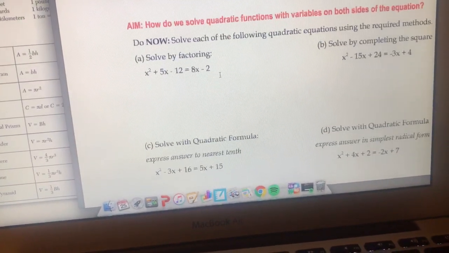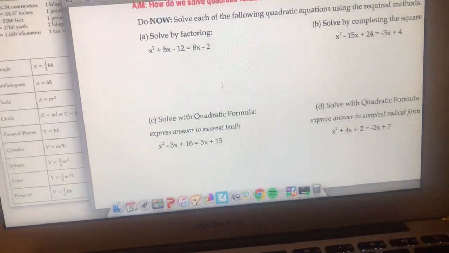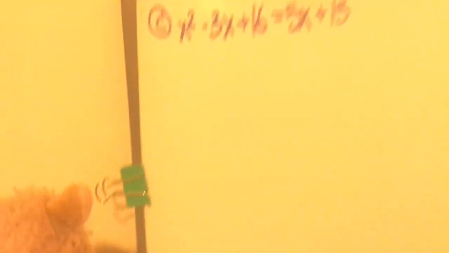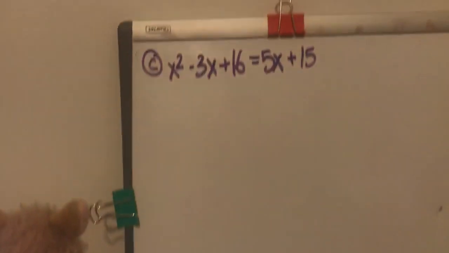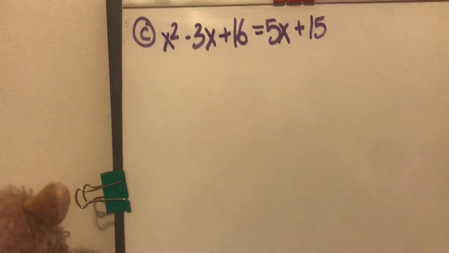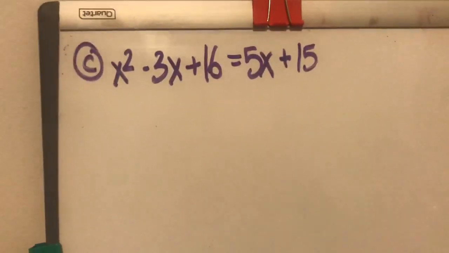Let's go with nearest tenth. So I'm going to do C. I'll add D for you guys today. First thing, always, I need to make sure everything is set equal to 0.